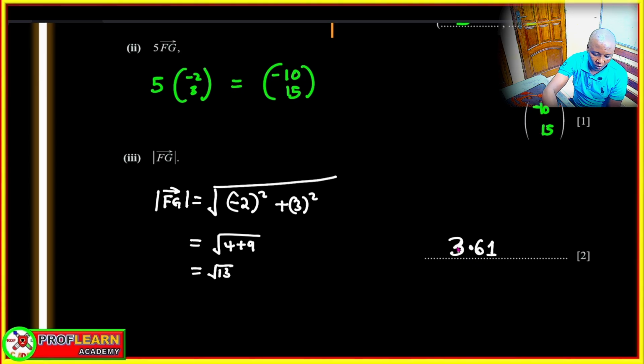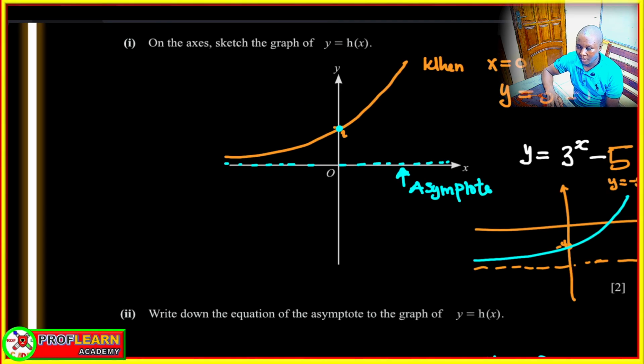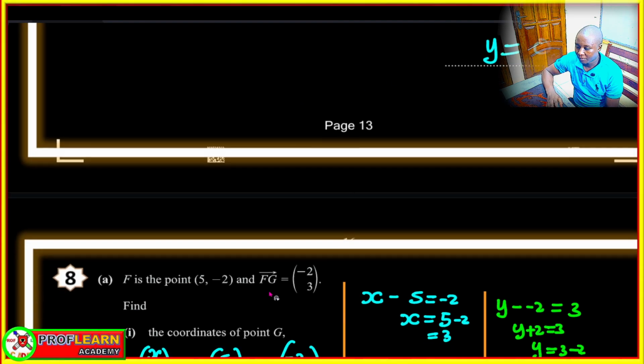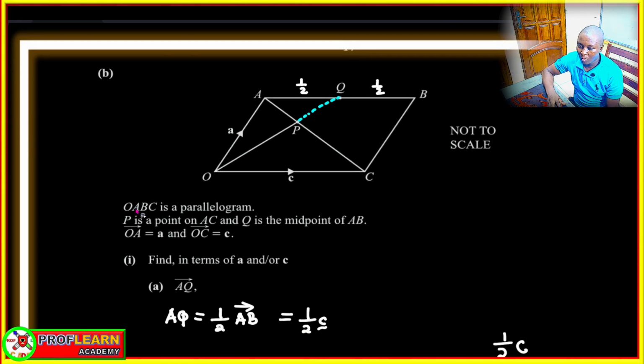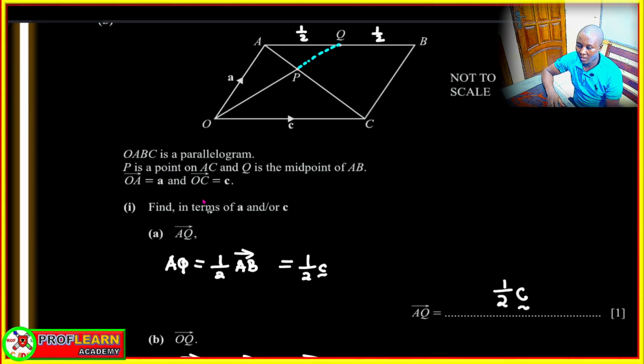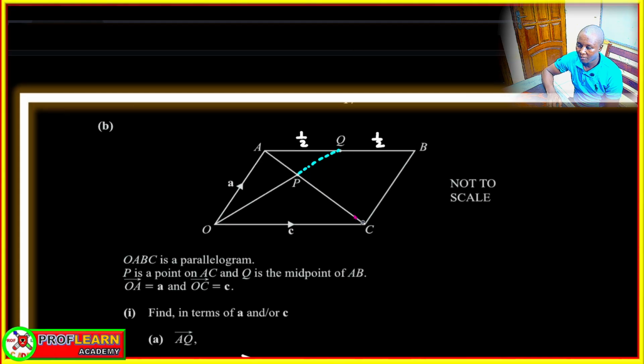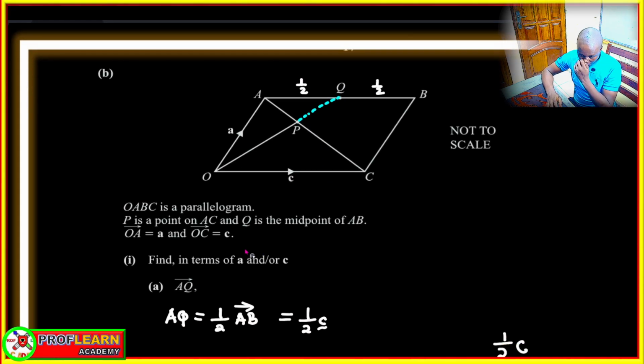Now we can move to part B. In part B, we are told that OABC is a parallelogram. P is a point on AC. Q is the midpoint of AB, so it's going to be half-half.